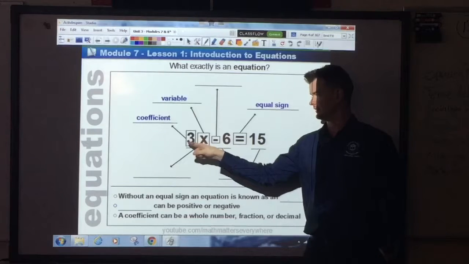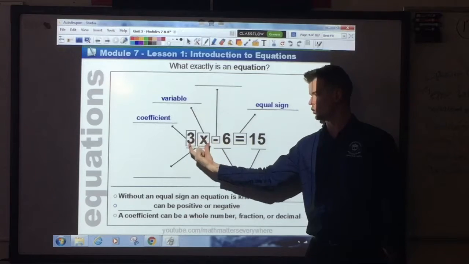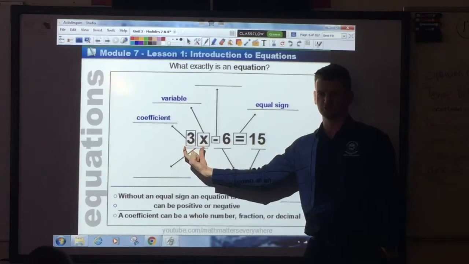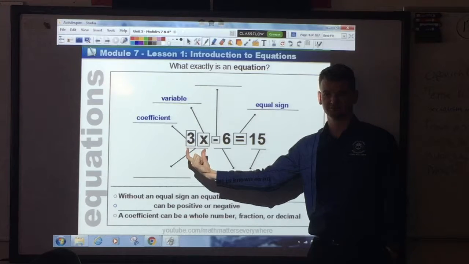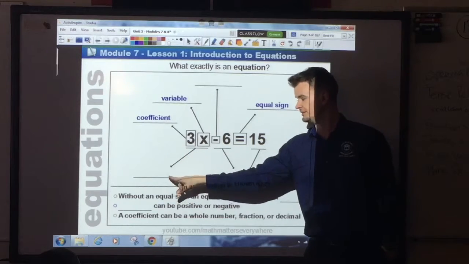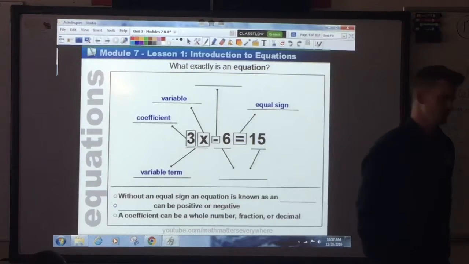Now, that's a variable, that's a coefficient. If we put them together, this whole thing right here, anybody know what it is? It's 2 words. Starts with a V, and the second word starts with a T. Variable something. It's known as the variable term. You have to know what that is.